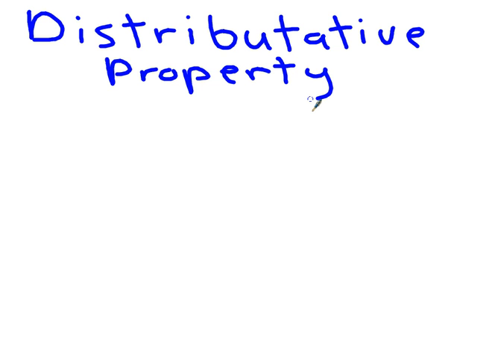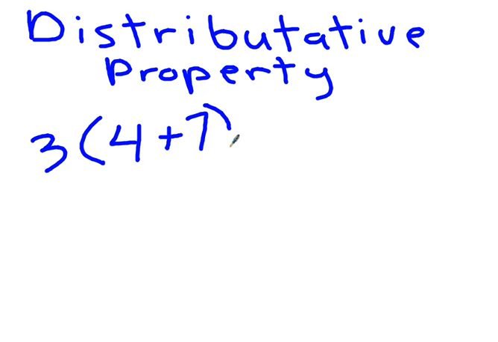Well, if I have 3 times 4 plus 7, the distributive property says that if there's nothing in between here, this is basically a multiplication sign, okay? So the distributive property says I can go 3 times 4 and 3 times 7. Why would you want to do that? Trust me, it works. This is a multiplication. This is plus right here. 3 times 4 plus 7.